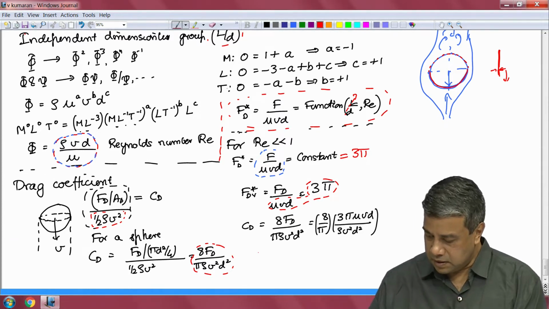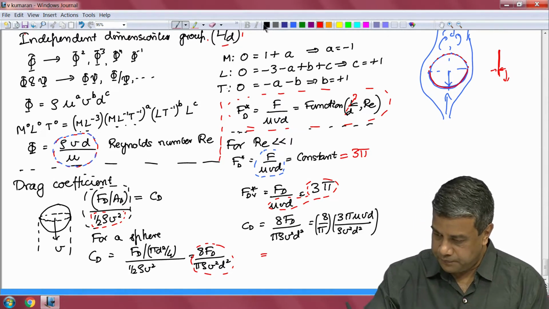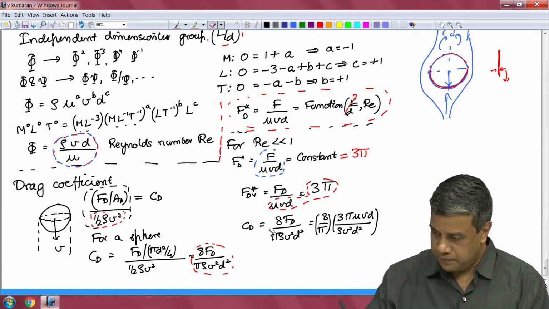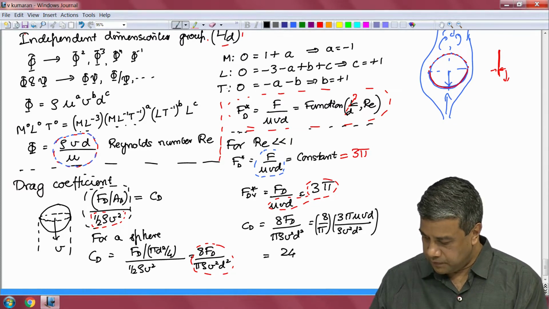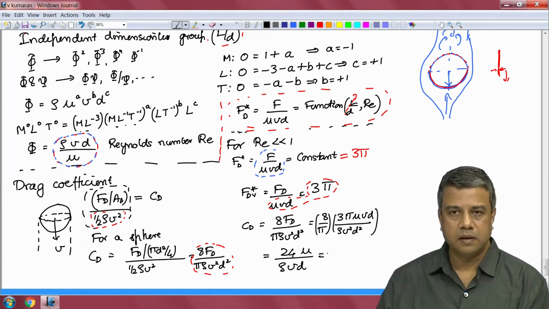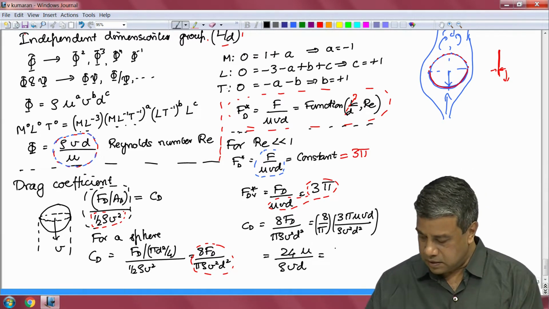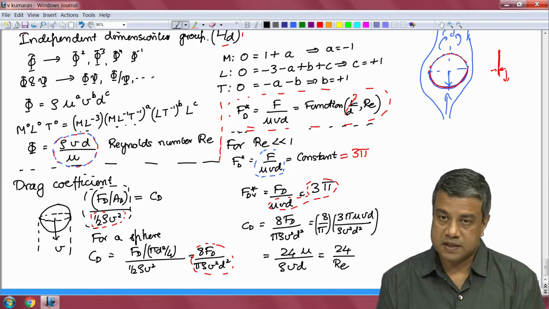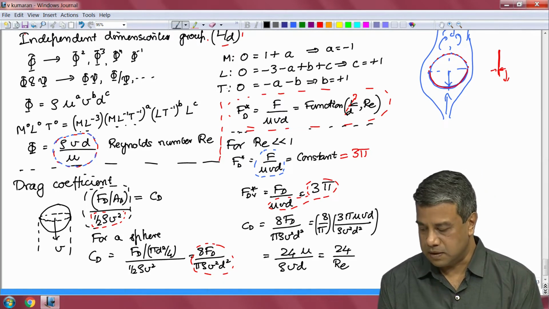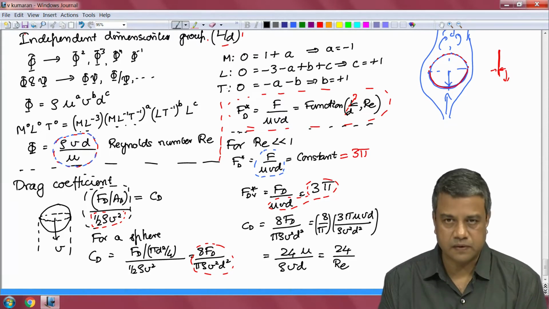And you can easily see that this is equal to 24 into mu by rho v d, which is 24 by the Reynolds number. So, if you scale the force by inertial scales in the limit of low Reynolds number, this force will be proportional to 1 over Reynolds number.